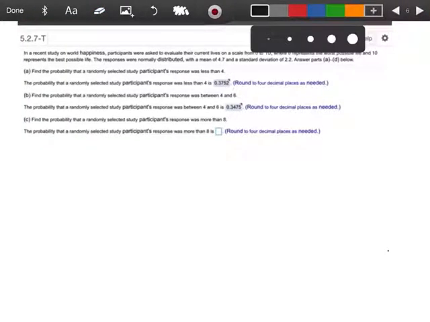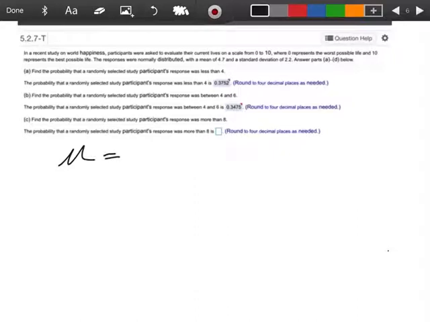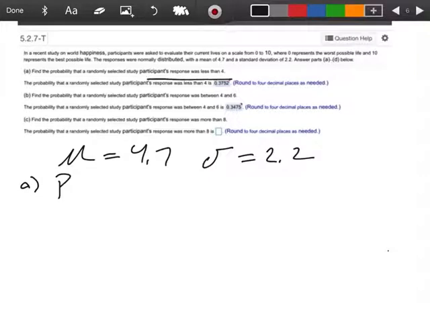Okay, so let's see. We know that our mean, mu, is 4.7, and our standard deviation is 2.2. So for part A, it's asking me to find the probability that the person's response was less than 4. So we're looking for the probability that X is less than 4.